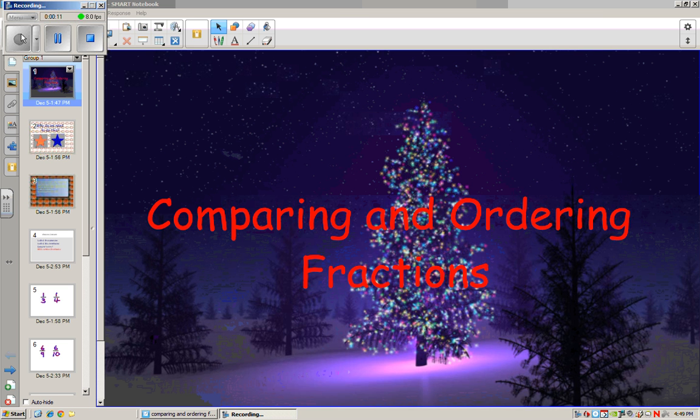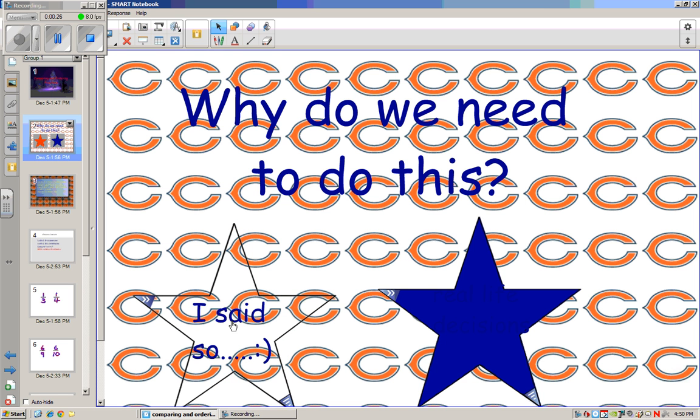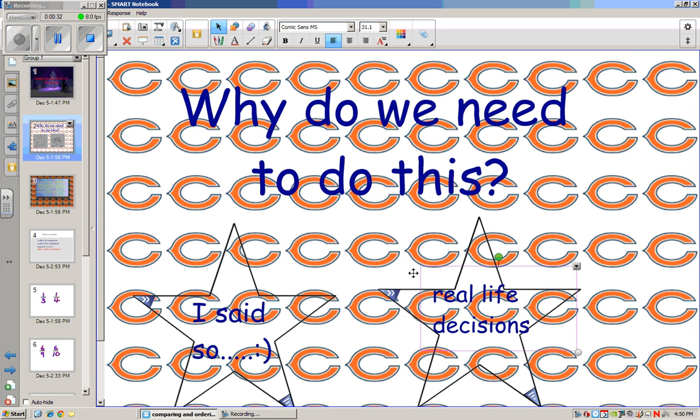Today we're going to be talking about comparing and ordering fractions. So we're talking about looking at which one's bigger and smaller, and then also how to put them in order, what to look at. And the first thing you think about is, well, why do we need to do this? What's the point of this? What's it worth? Well, the first one is because we said you had to do it. So there. So you have to do this. Learn how.